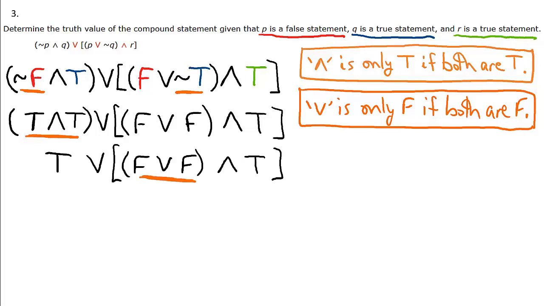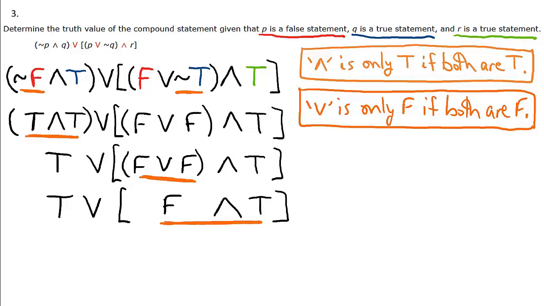Then I see my next set of grouping symbols, false or false, and an or is only false if they're both false. Well, they are both false, so that grouping symbol will yield false. Now my only remaining grouping symbol, I have false and true, and again, an and is only true if they're both true. They're not both true, so that means it's false, and that leaves me with true or false, and an or is only false if they're both false. They're not both false, so that means it's true.